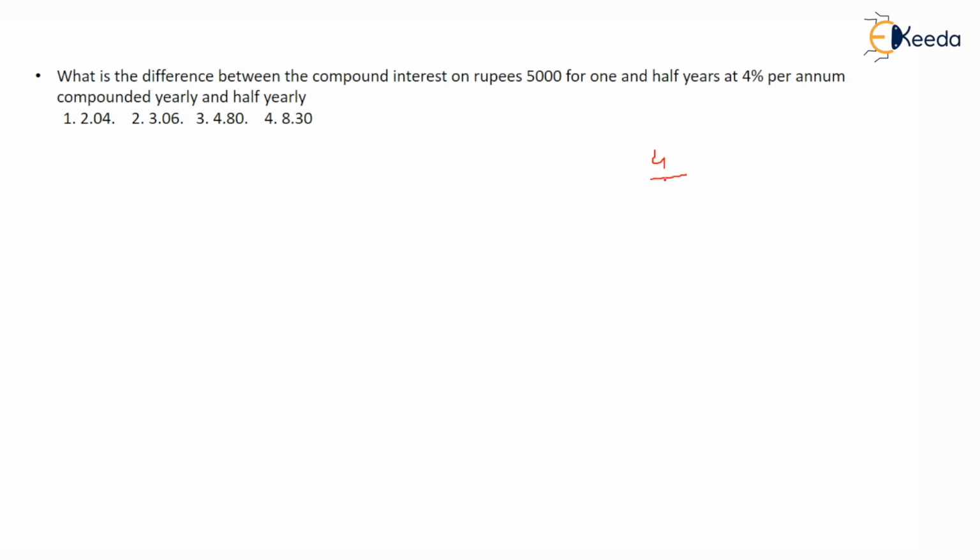So half yearly means how many terms? Two terms of six months. That means 2% for 6 months, 2% for next 6 months, 2% for next 6 months, right? This is how you will calculate for half yearly basis. And yearly basis, for yearly 4% was for first year, right? And 2% was for 6 months. So I have to find the difference between both of them.